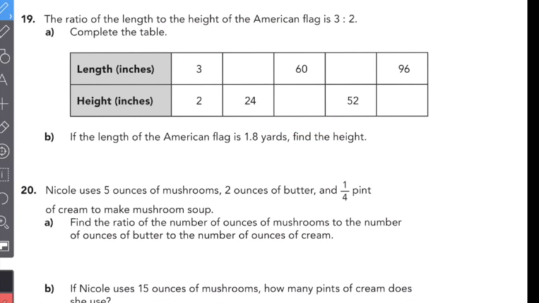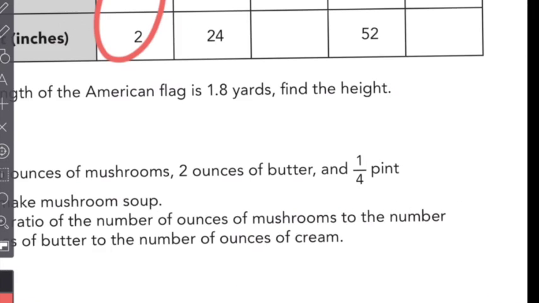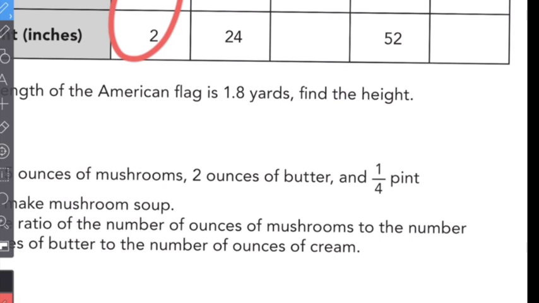So it says if the length of the American flag is 1.8, so we know the length comes on top, find the height. So the original ratio is 3 to 2. I'm going to make it as a fraction. That will equal, they give us the length, so the length is the numerator, 1.8 over x, because what I'm trying to find is the height.